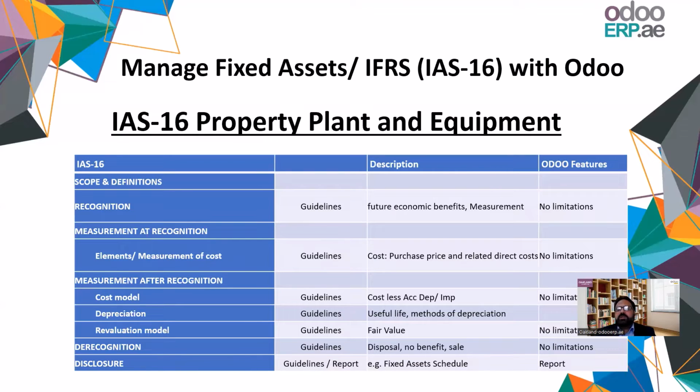There is International Accounting Standard 16, IAS-16, which is part of the International Financial Reporting Standards, which gives the guidelines about the recording of property, plant, and equipment, what we also call fixed assets. Here we can see the checklist of the guidelines. It includes recognition, measurement at recognition, measurement after recognition, derecognition, and the disclosure-related guidelines.